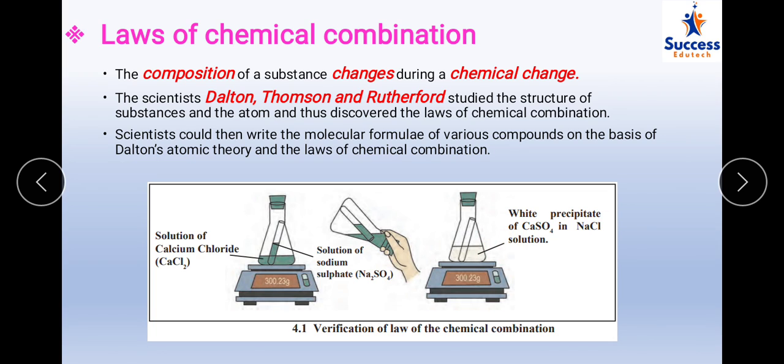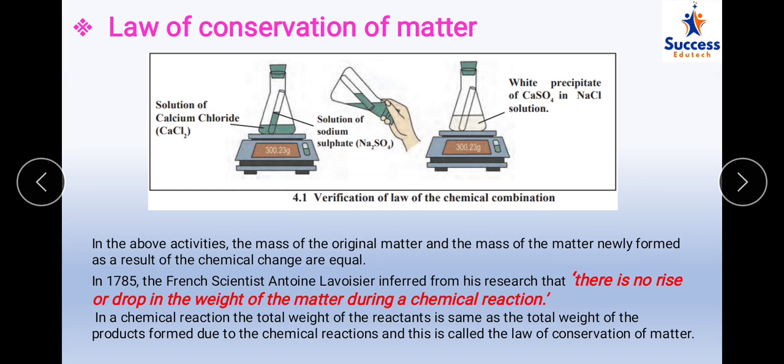The white precipitate after the reaction is of CaSO4, which is calcium sulfate. From sodium sulfate, it became a calcium sulfate in the solution of NaCl. The calcium chloride now has become sodium chloride. So NaCl is the formula for salt. So this is the verification of law of chemical combinations, which shows you that the composition of the substance changed. Previously it was CaCl2, now it is NaCl, whereas Na2SO4, which was sodium sulfate, has now become a calcium sulfate. Then we shall learn about the second law, which is law of conservation of matter.